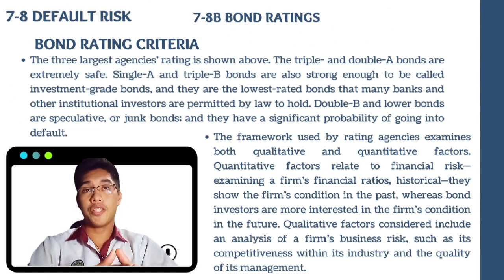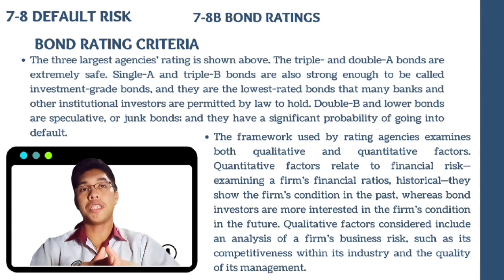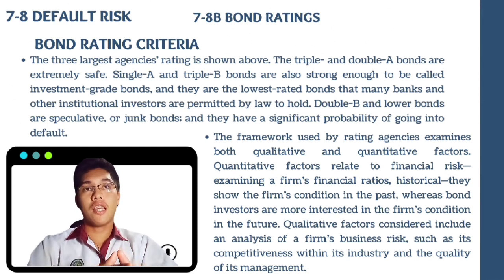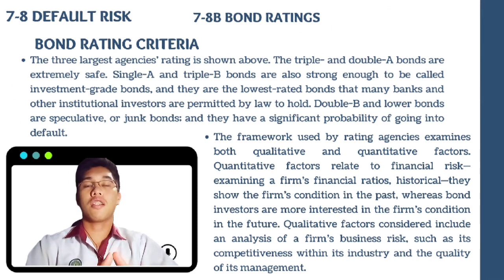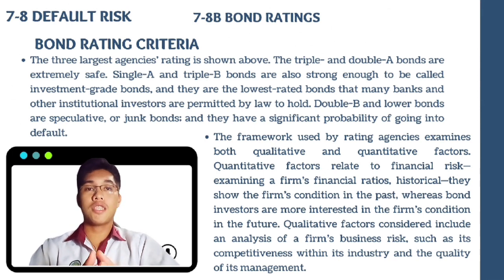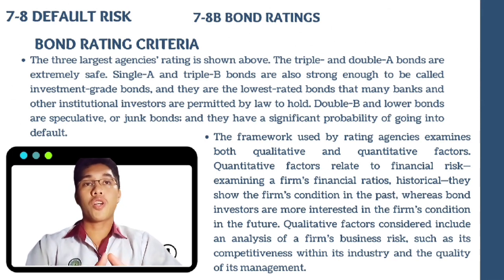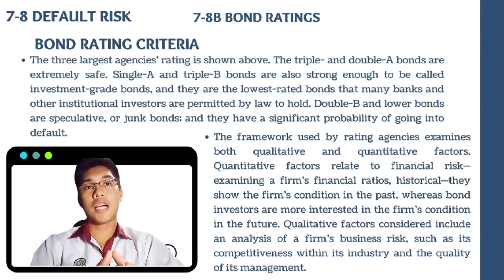For the second determinant, which is the qualitative factors, bond contract terms. Every bond is covered by a contract na tinatawag po na indenture. It is a formal agreement or contract between the issuer and the bondholders. The indenture spells out all the terms related to the bond.